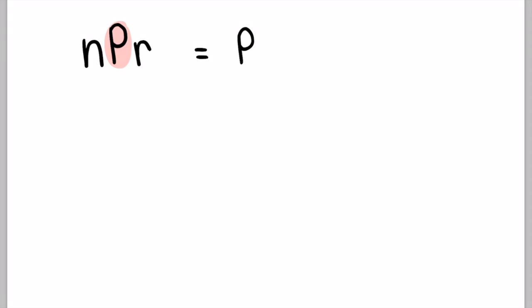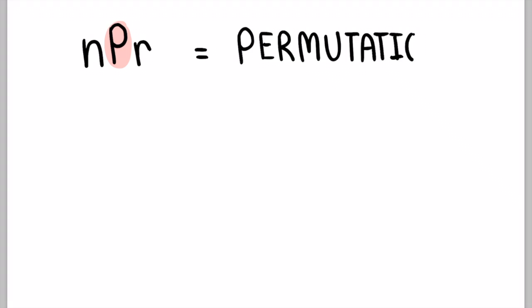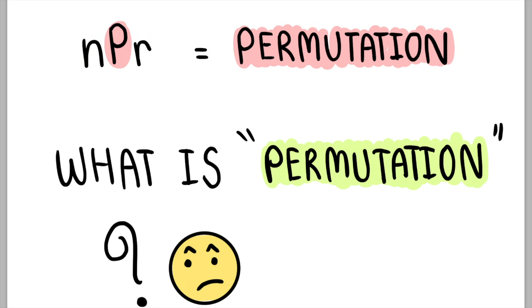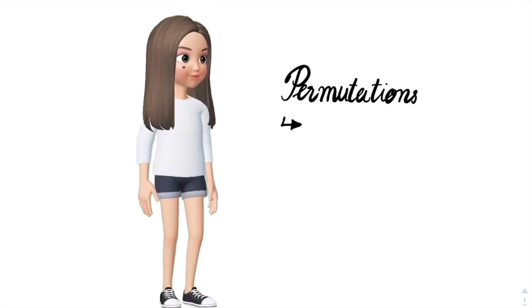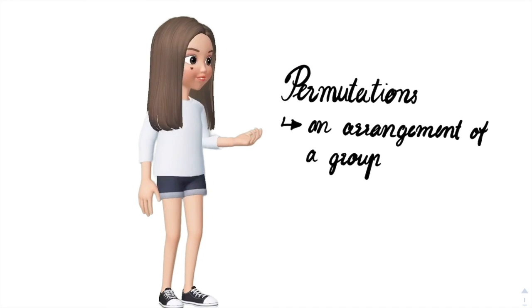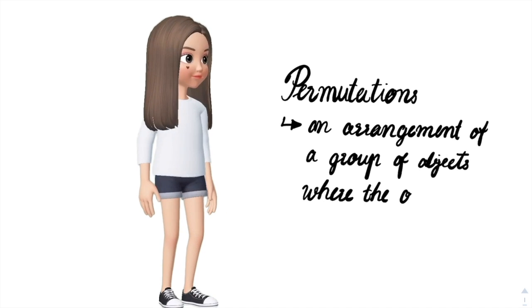The next symbol is P, which is permutation. What is permutation? Permutation is an arrangement of a group of objects where the order does matter.